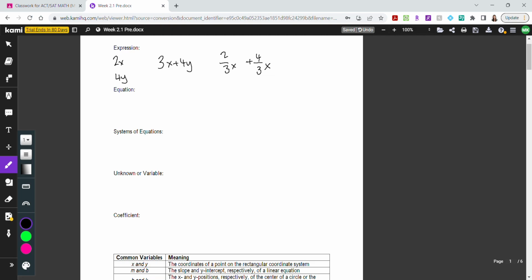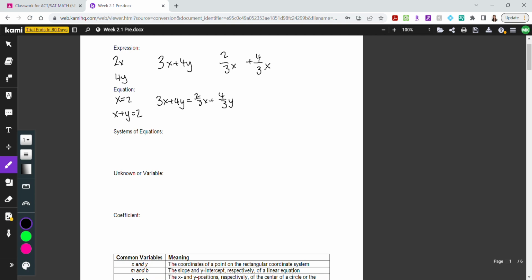Now an equation, such as x equals 2, x plus y equals 2, 3x plus 4y equals 2, 2 over 3x plus 4 over 3y. As you can see, an equation is a pair of expressions that are equal in size, meaning one side equals the other side, and we can solve to find what these are later down the course.